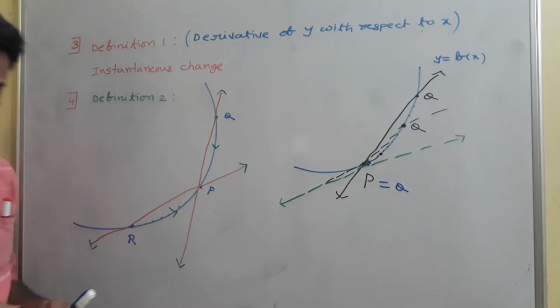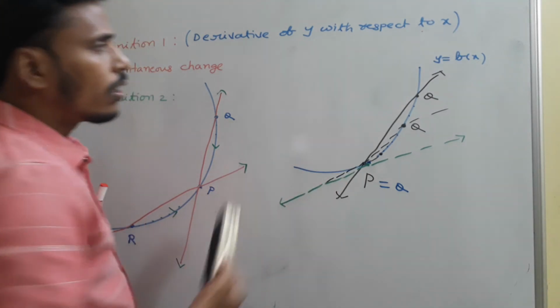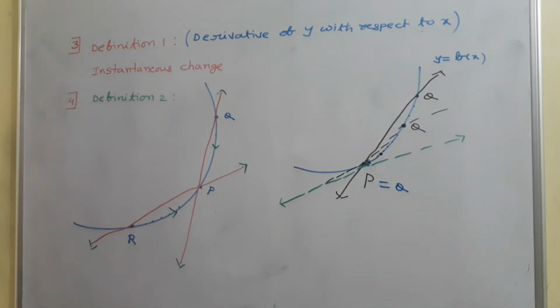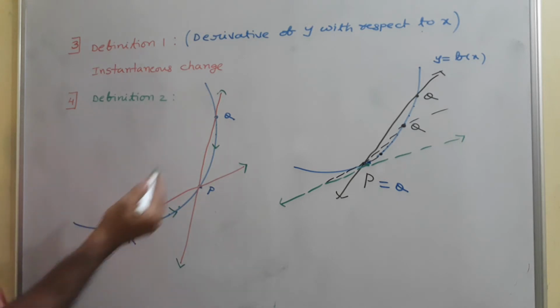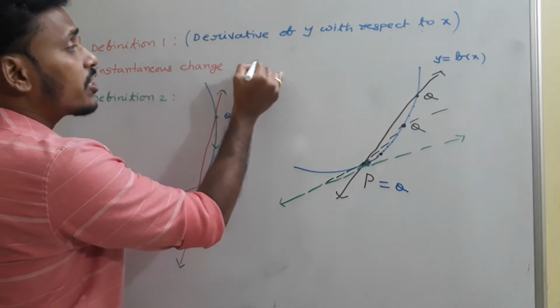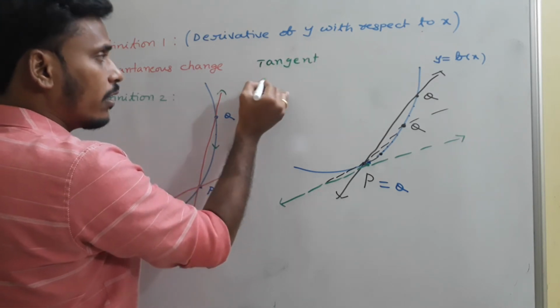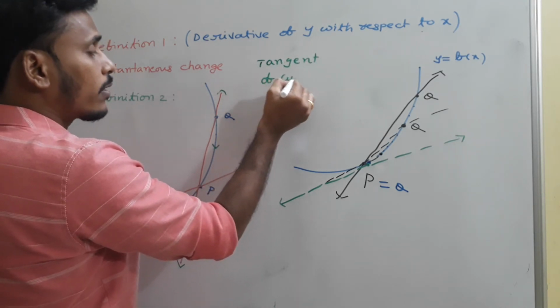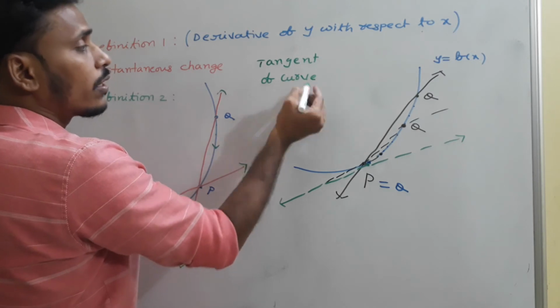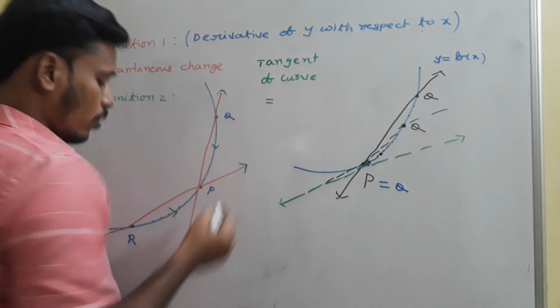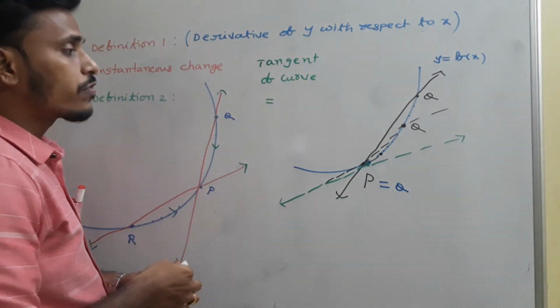Already I think you know this particular sentence, or otherwise you need to generalize it at this position. What I am going to tell you is, the tangent of a curve is always equal to the limiting position of a secant.